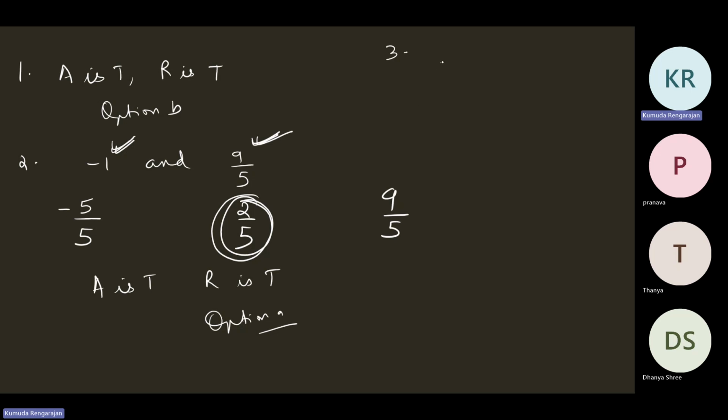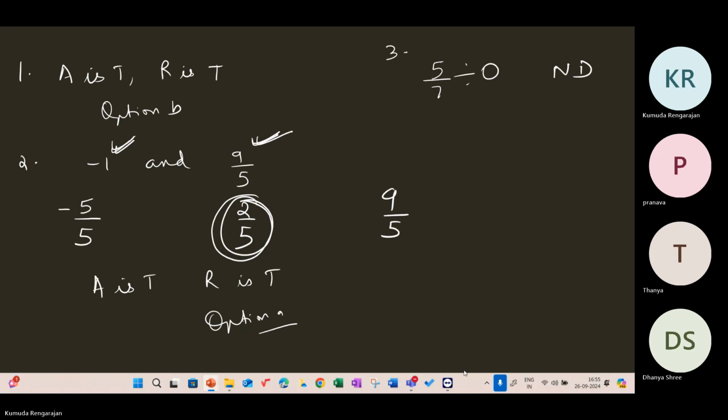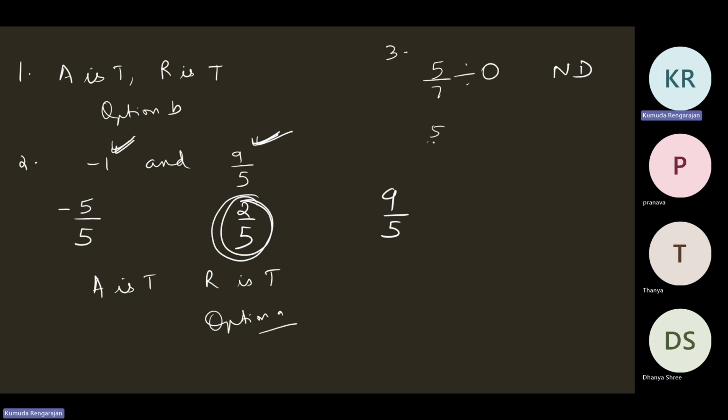Like if you divide 5 by 7 by 0, it's not defined. Division by 0 is not defined. 5 by 7 is a rational number, 0 is a rational number. When you divide a rational number by a rational number here, the answer is not a rational number because it's not defined. So the assertion is false.